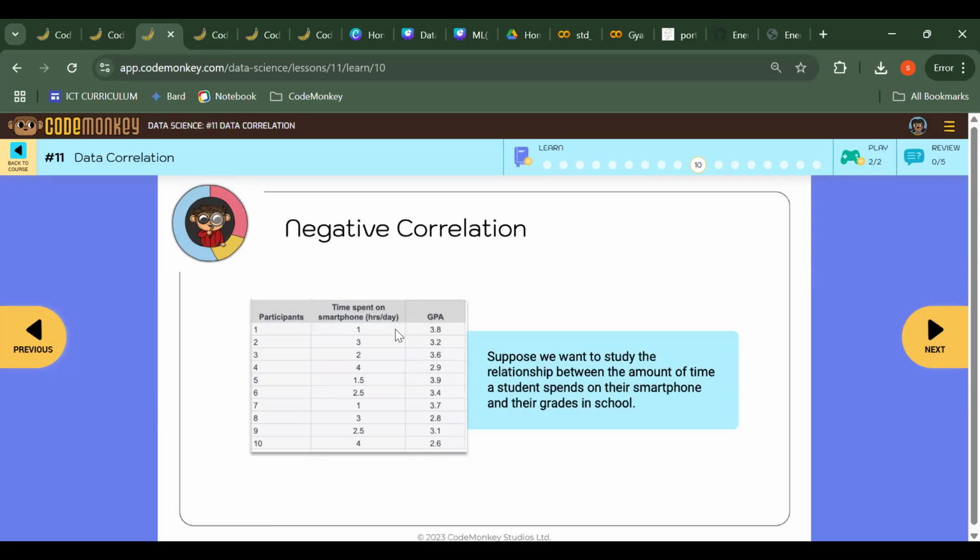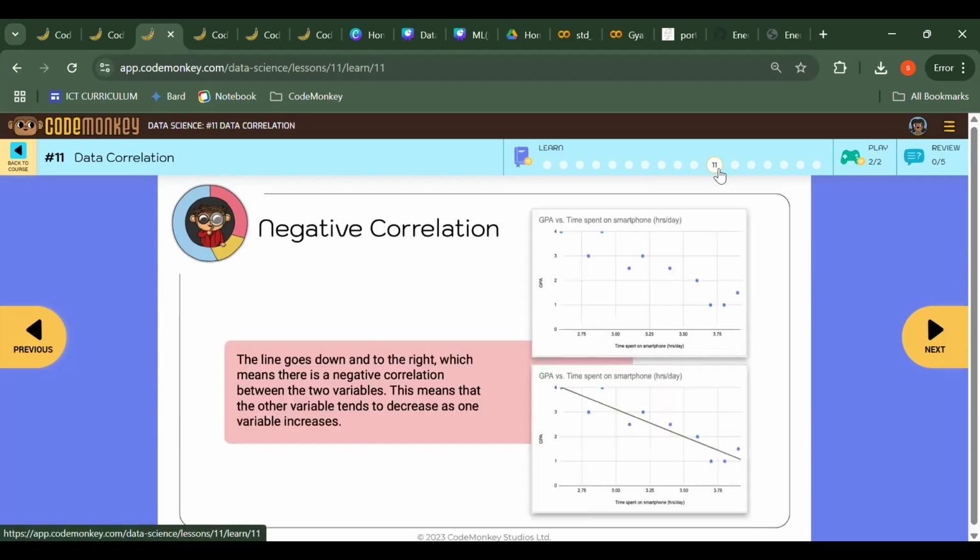Time spent on a smartphone and grade. Suppose your time spent on the phone is 1 hour, your grade is 3.8. And if you are spending time on the phone or playing a game, what happens? Your grade is a little lower, 2.6. One increases, the other decreases. Let's see the graph representation.